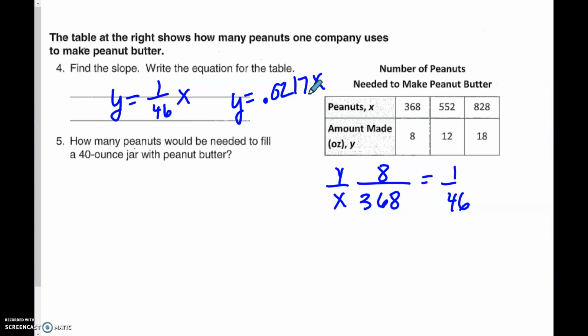So how many peanuts would you need to fill a 40-ounce jar? So if we take and multiply that 46 times 40, I get 1,840 peanuts.